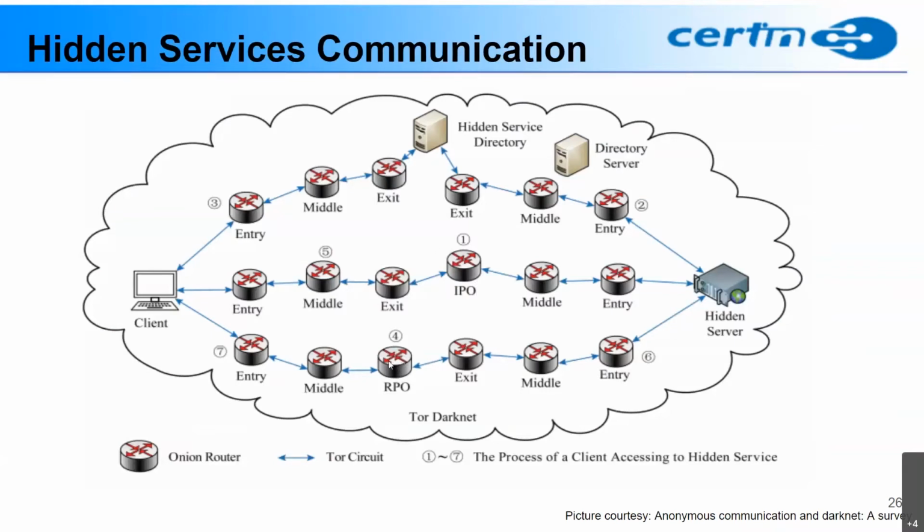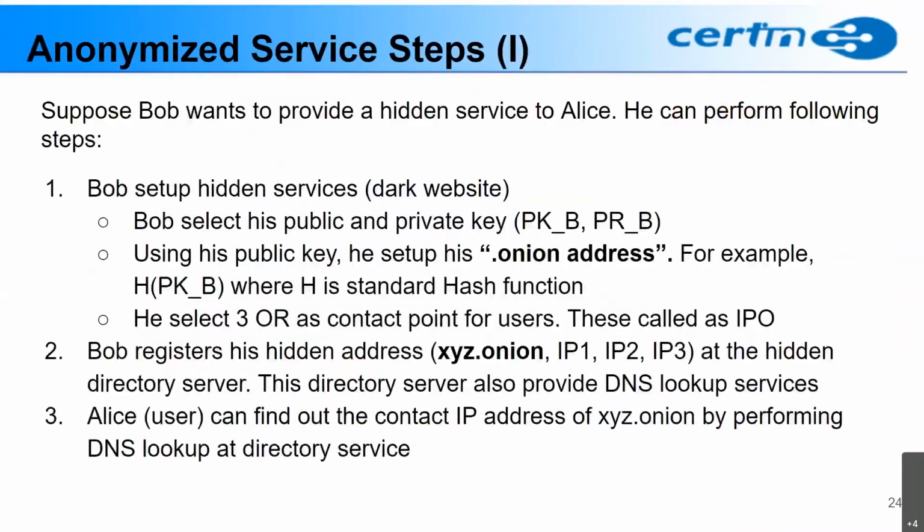These are the two special nodes which are created when someone wants to provide hidden services. How do they provide them, and how is this created? Let's suppose Bob wants to provide a dark website service. First he will select two keys: one is the public key of Bob and another is the private key of Bob. From these two keys, he will create an onion address, using any standard hash function.